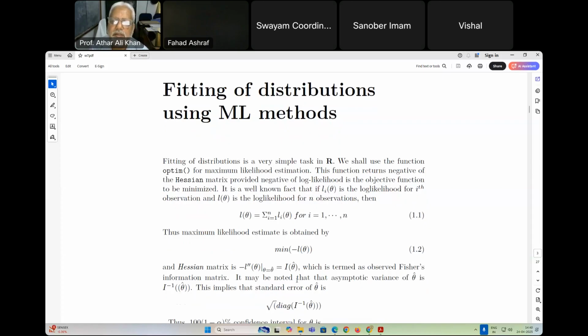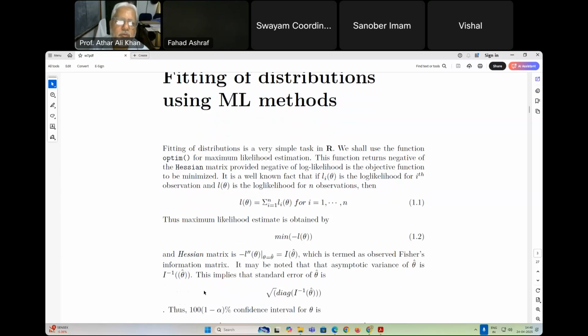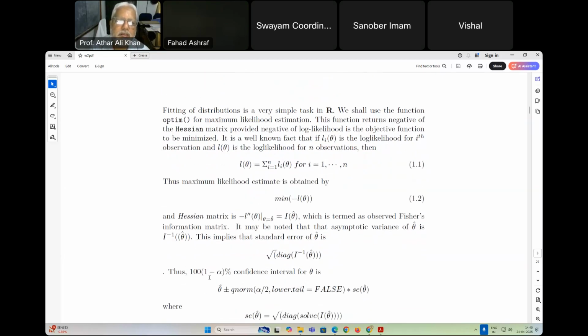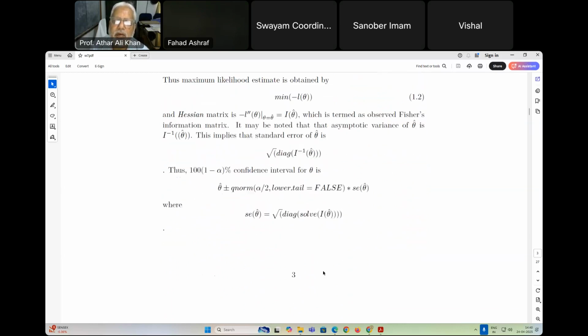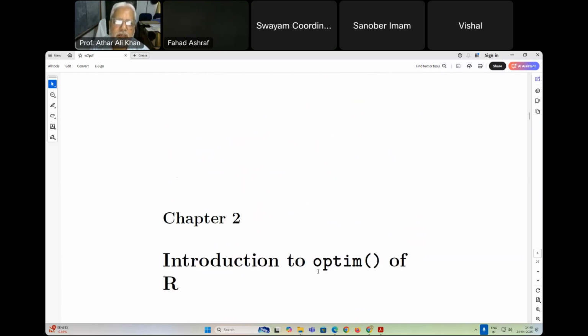It may be noted that the asymptotic variance of theta hat is I inverse (theta hat). That is, the Hessian, Fisher's information matrix at the observed point. This implies that the standard error of theta hat is the square root of the diagonal element of this variance covariance matrix. Thus, the 100 times (1 minus alpha) percent confidence interval is theta hat plus qnorm(alpha by 2, lower.tail = FALSE) into the standard error of theta, where the standard error of theta is sqrt(diag(solve(I theta))). So this is the theoretical background.